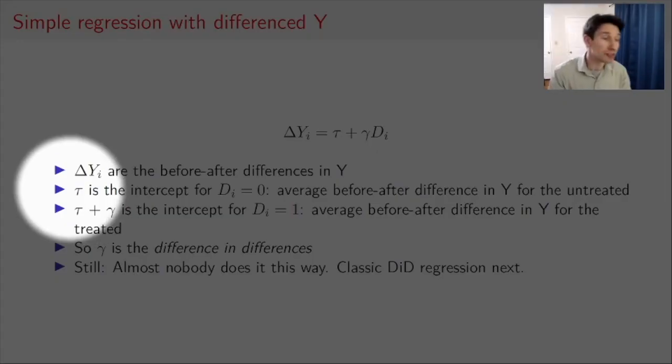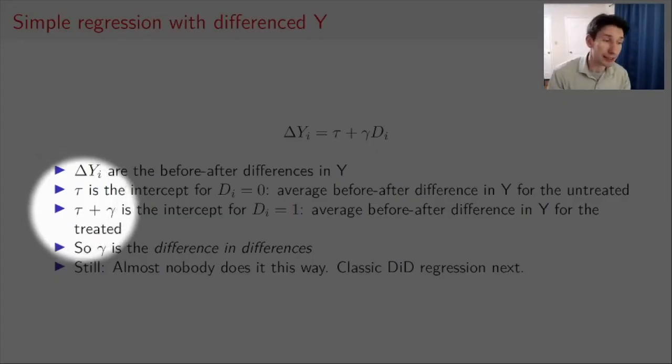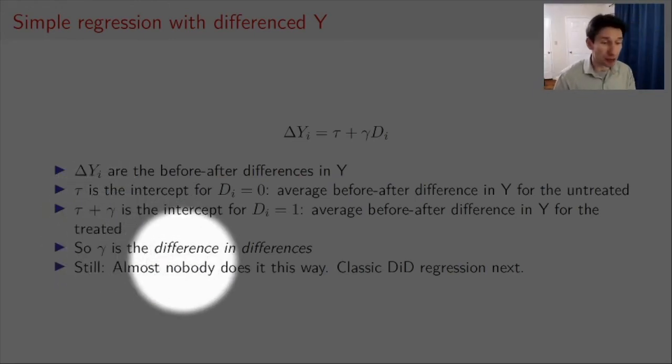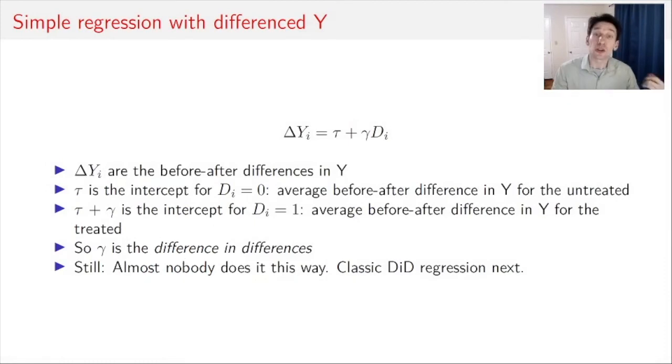Now you see you have tau for the non-treated, tau plus gamma for the treated, and so gamma is the difference in the differences. So this regression gives you the same result as doing the difference in difference by hand. And in this case, you could actually add regressors at the end of this equation to control for other variables. However, almost nobody does it this way. The actual classic difference in difference regression specification is the one I'm going to show you on the next slide.